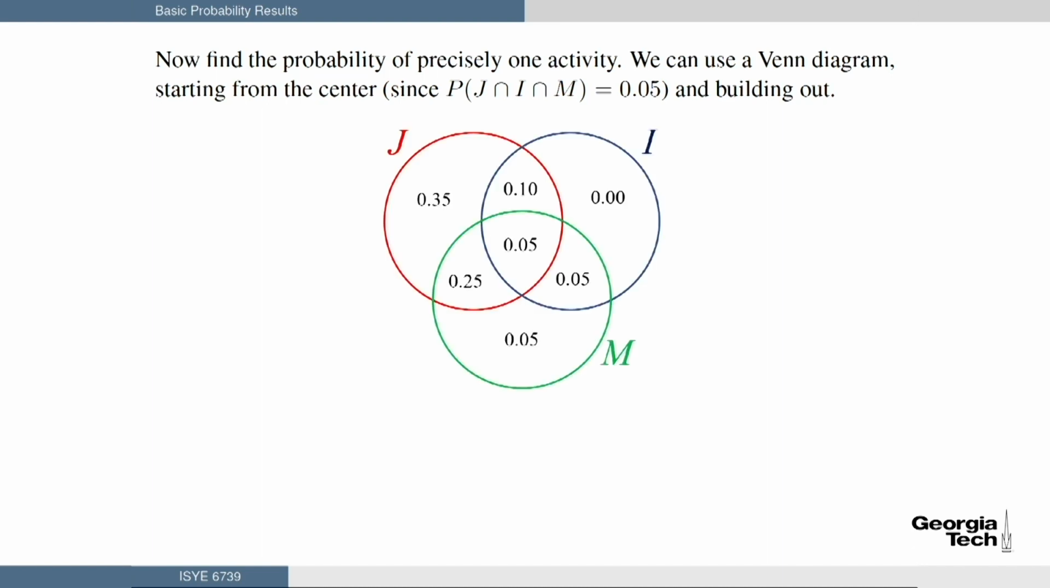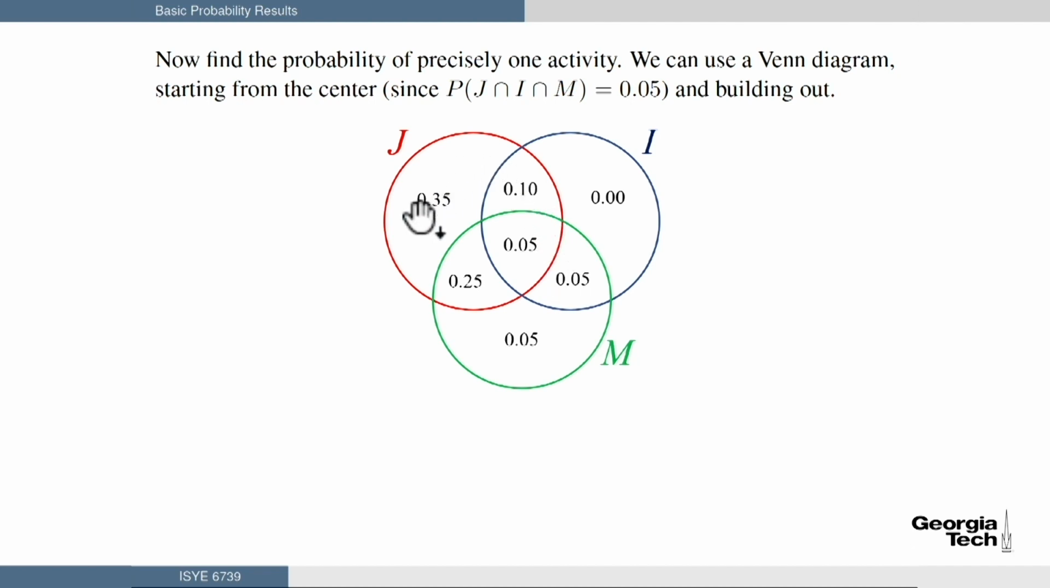So here we go. This is the picture. You can see in the middle, I have that probability 0.05. That's the probability of J intersect I intersect M. Now, I'm also going to remember that the probability of J intersect I, so jogging and ice cream, is 15%. I've already taken into account the 5% from the triple intersection. So this area right here, which is J intersect I but not M, is 0.10. And these two things added together make 0.15. Similarly, the probability of J intersect M, as in music, is 30%. The probability of I intersect M is 10%. So you can see how all this stuff is working out.